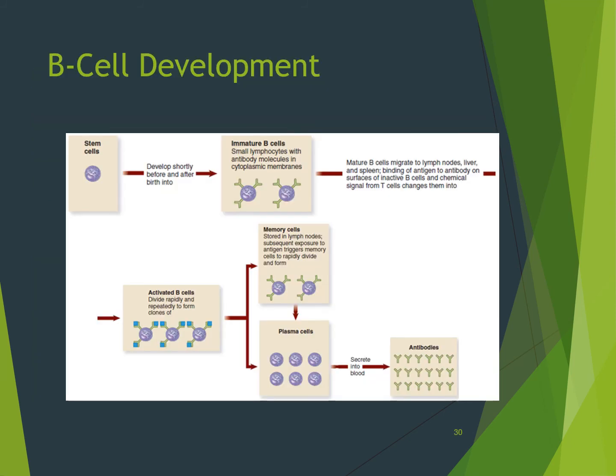Because B cells were found in the bursa, which is an organ of birds, they're referred to as B cells. So that's how they got their name. They develop in the liver and the bone marrow of children, but predominantly only in the bone marrow of adults. So let's talk about what that developmental process looks like. They are produced in the liver and the bone marrow, and they stay there until they mature.